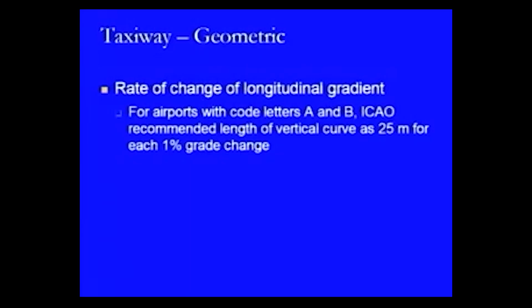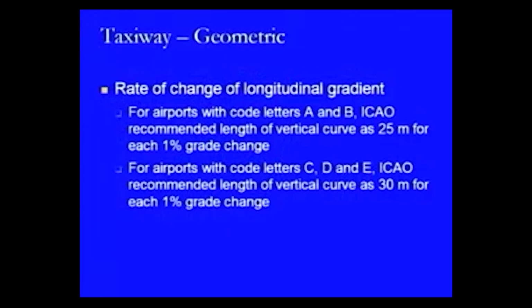Now, in the case of airports which are designated by letters A and B, again ICAO recommends the length of the vertical curve as 25 meters for each 1% in the grade change. So, if there is more percent of the grade change, then with respect to that we multiply it with 25 meters so as to get the length of the vertical curve.